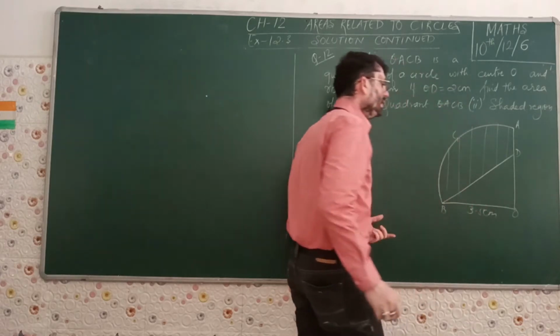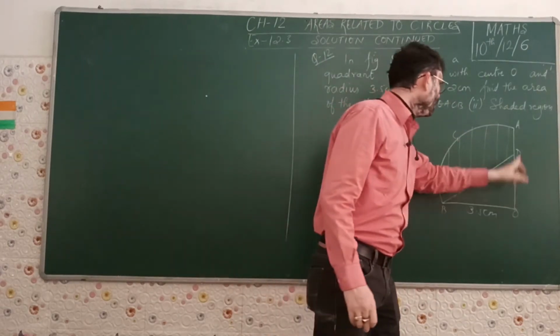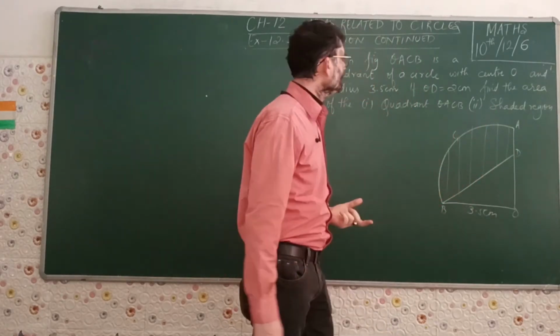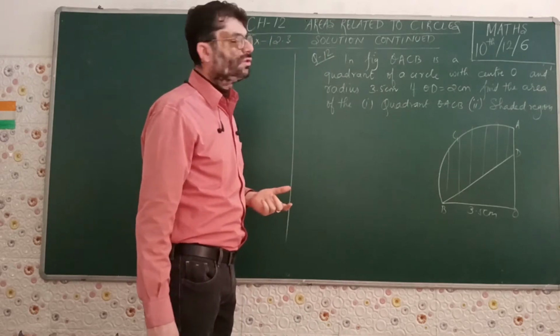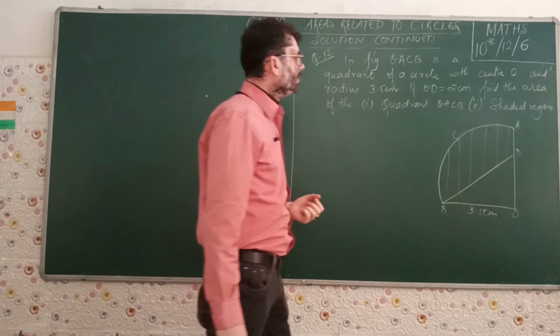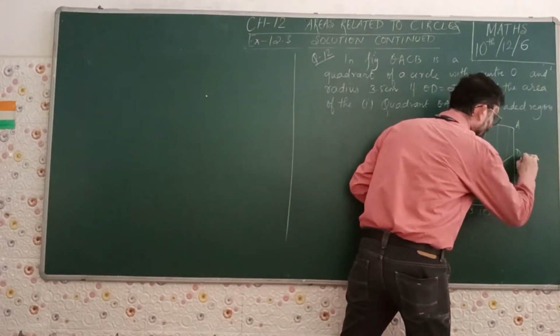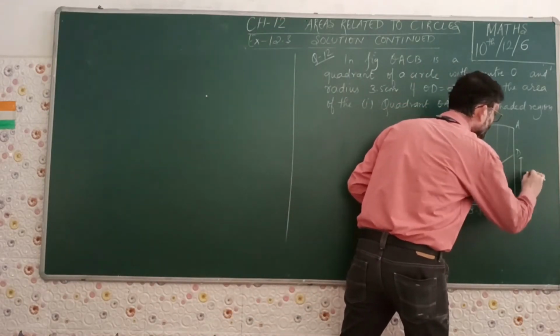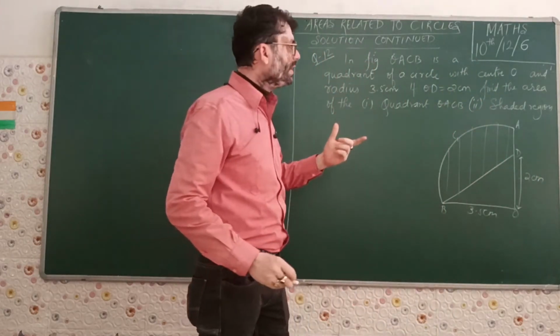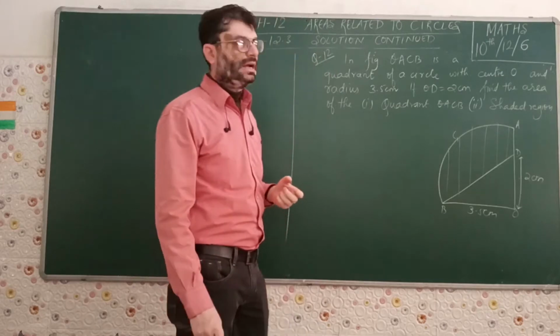So we can say if O is the center of the circle and OACB is the quadrant of the circle, then OB is the radius of that circle, which is given to us as 3.5 centimeters. We are also given OD equals 2 centimeter. From here to here is only 2 centimeter. We need to find the area of the quadrant and the area of the shaded region.